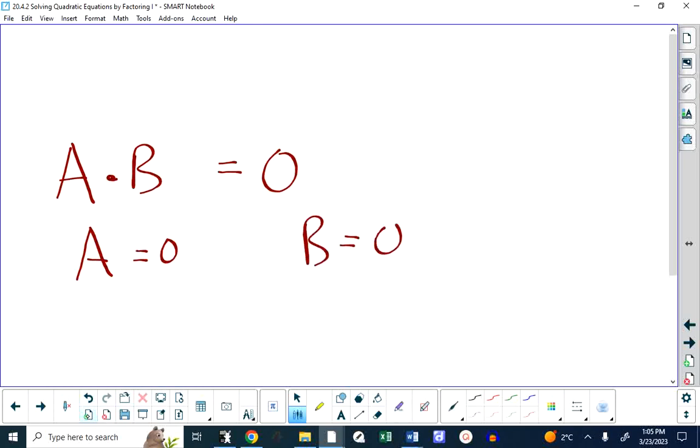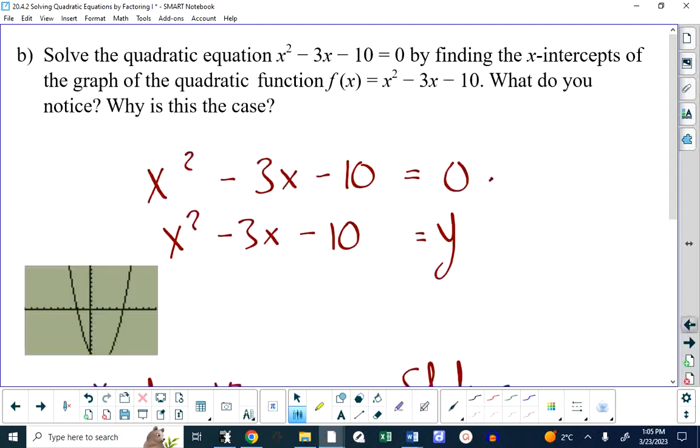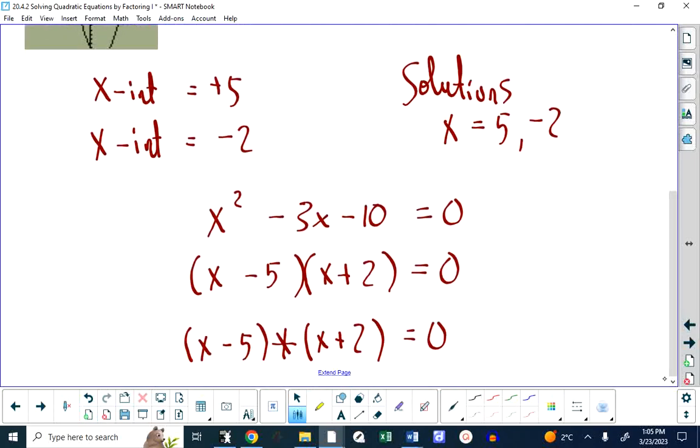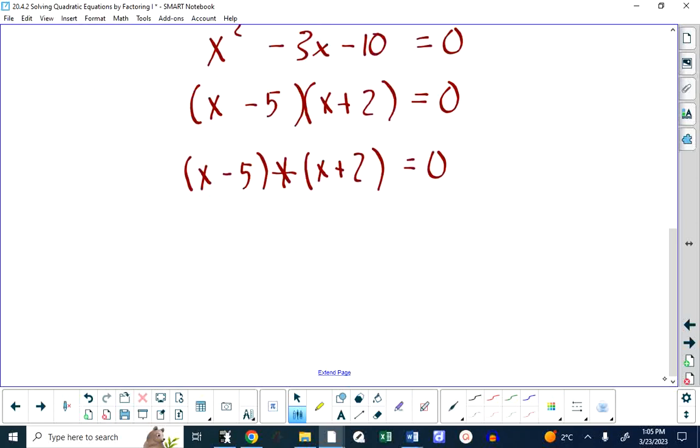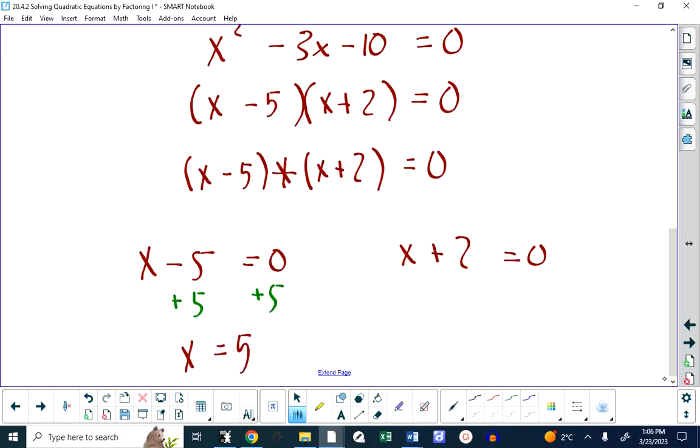Yeah? Okay, well, what we have here is x minus 5 times x plus 2 equals 0. Well, that means x minus 5 equals 0 or x plus 2 equals 0. And if I solve this equation here, I get x equals 5. And if I solve this equation here, I get x equals negative 2.